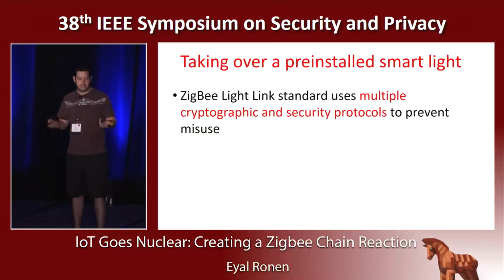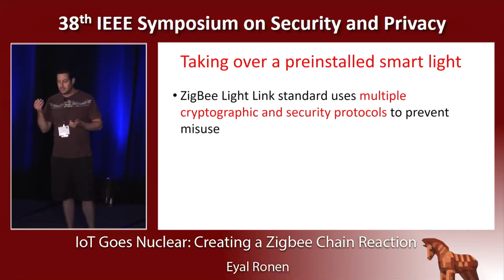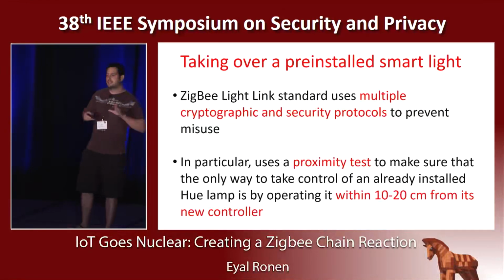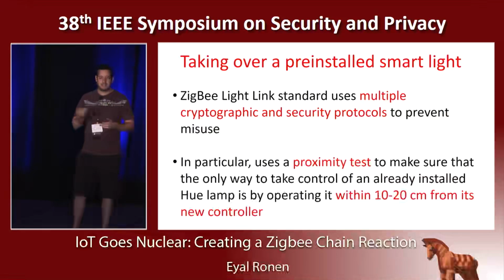We don't want him to turn off the light in our bathroom in the middle of the night. So ZLL implements something called a proximity test. The lamp basically measures the signal strength of the first protocol message, and only if the signal is strong enough, indicating that the controller is in very close physical proximity, it accepts the message and answers it. Otherwise, the message is discarded.